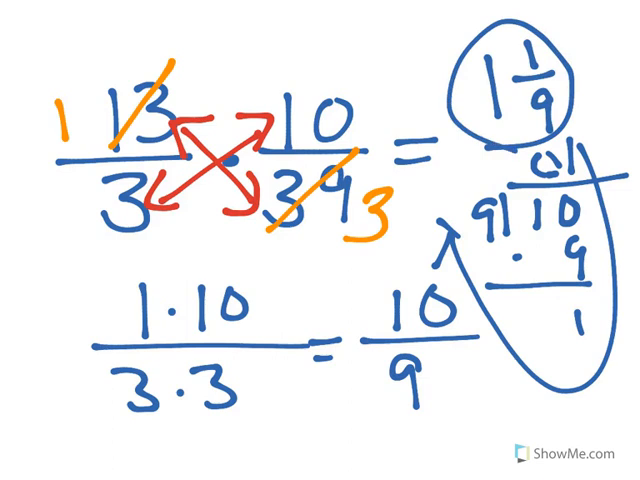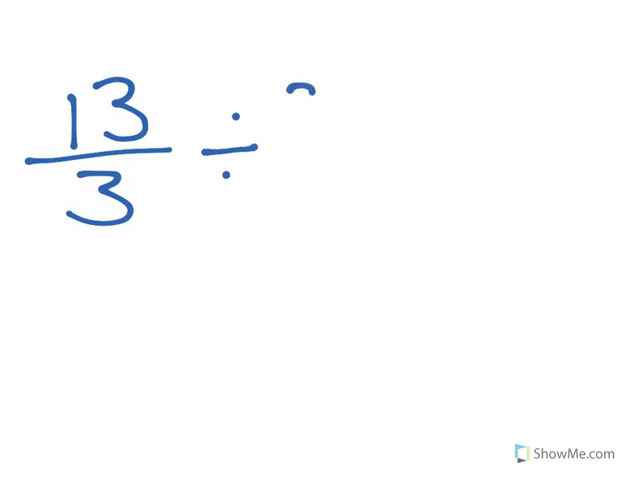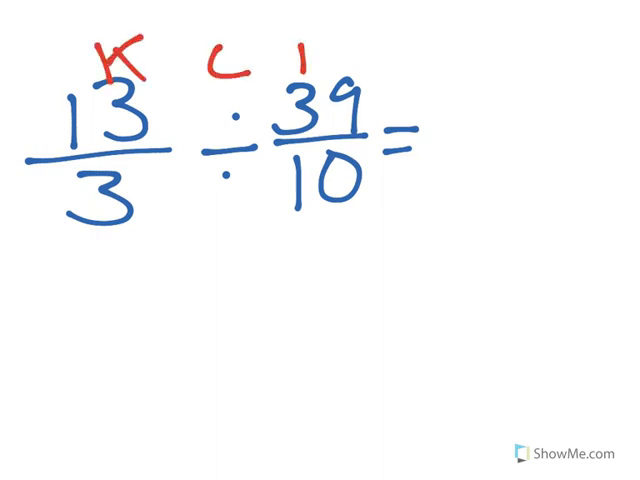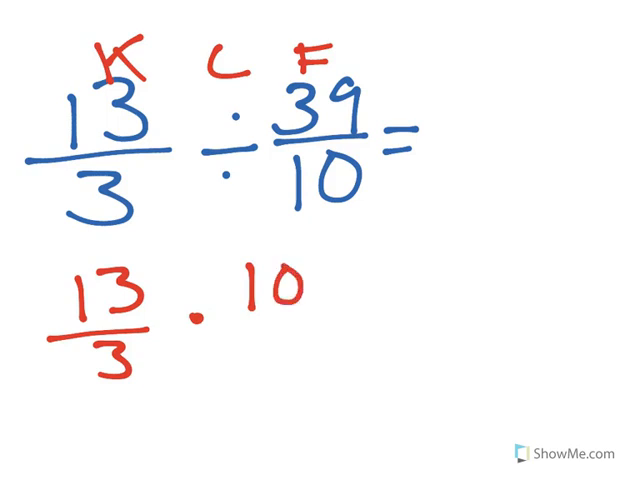I'm going to do the same problem again. So I have my 13/3 divided by 39/10. But this time I'm not going to try and simplify it. So I'm going to do my steps. Keep, change, flip. So I'm going to keep the first one, change to multiplication, and flip the second one. But this time I'm just going to multiply out so that I can show you how it's easier if you simplify first.